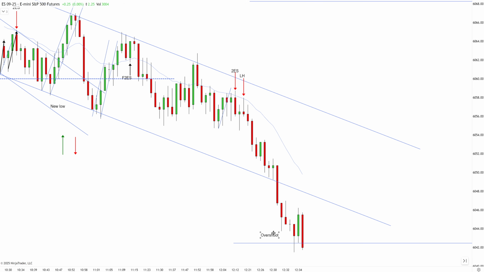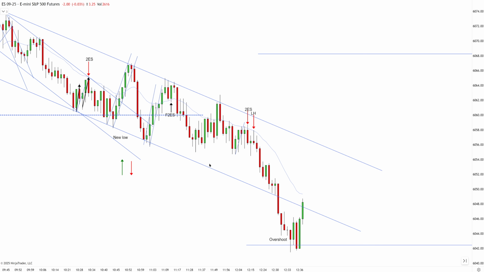You have overshoot because we have a break of the trend channel line. If you have a break of the trend line, we expect price action to eventually test the new extreme. If you have the break of the bottom line, which in a downtrend is the trend channel line, you expect right now a stronger correction in the opposite direction.